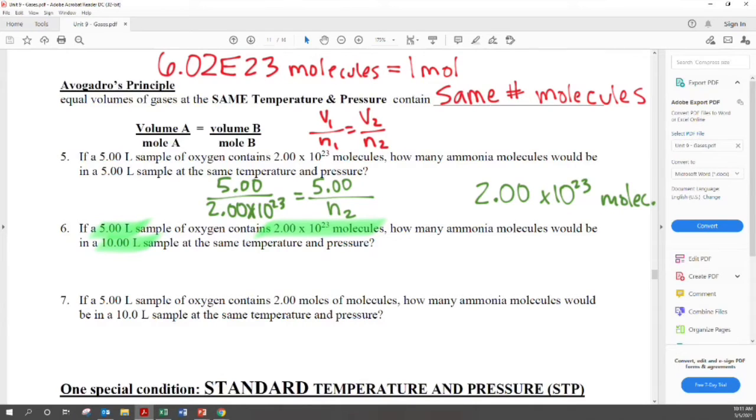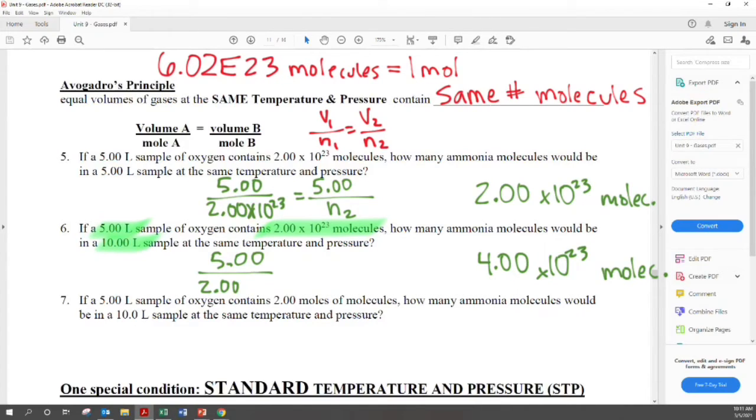My ammonia is in a volume that's twice as big as the oxygen. If it was the same size, it'd be the same number, but if my container is twice as big, then we can probably already figure out, once again, it's going to be twice as many molecules. So my answer over here is 4 times 10 to the 23rd molecules. And I can still show our work here and set this up.